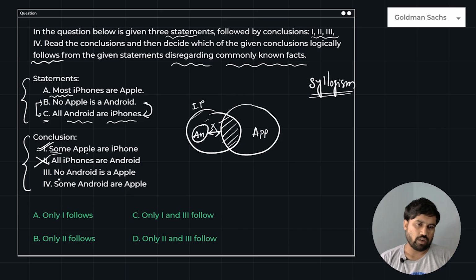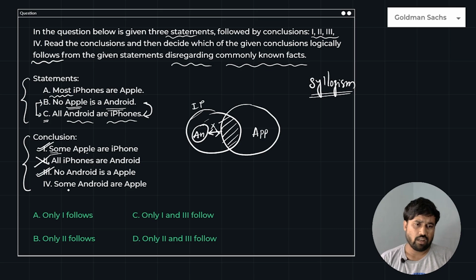So just look into the next one. No Android is an Apple. Just look here, guys. What is the relationship between Apple and Android? No Apple is Android means no Android is Apple either. Why? Because they are two disjoint sets, or individual sets. So conclusion 3 is true.